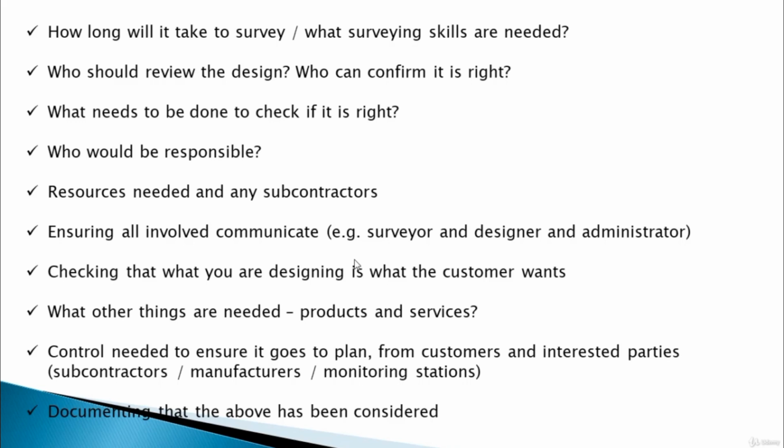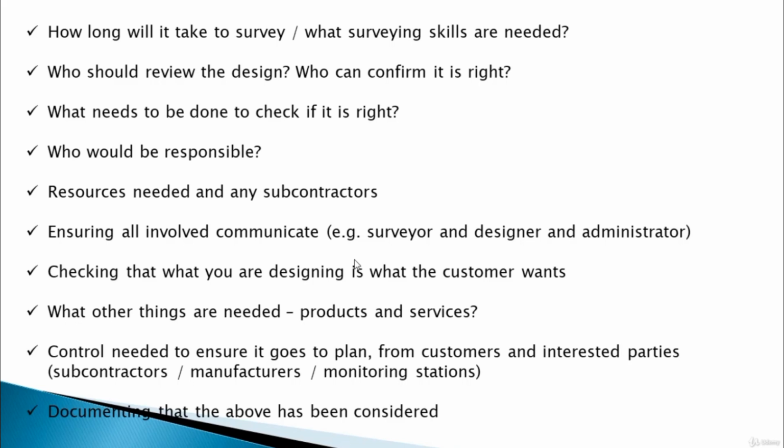So again, this is basically what the whole management system goal is: customer satisfaction, and what other things are needed, like products and services. We're talking external products and services, or products and services from external contractors, which we'll talk about in later videos. And the control needed to ensure it goes to plan, and from customers and interested parties like subcontractors, manufacturers, and monitoring stations, and ensuring that documenting the above has been considered. So all of this needs to be documented.